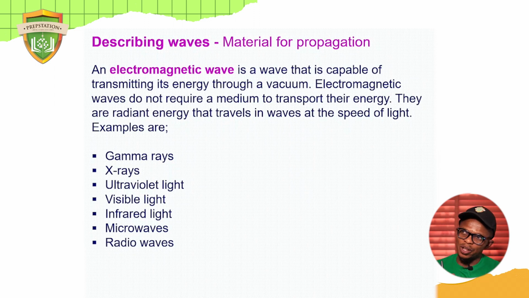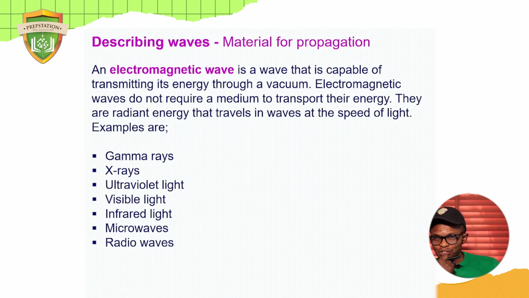So whenever you hear the word electromagnetic waves, we are definitely talking about waves that travel with a speed close to the speed of light. And remember, the speed of light is 300 million meters per second, also written as 3 times 10 raised to power 8. So any wave that travels close to that speed is referred to as what? Electromagnetic waves. Then we have some examples here, about 7. Number 1 is gamma ray. It's an example of electromagnetic waves.